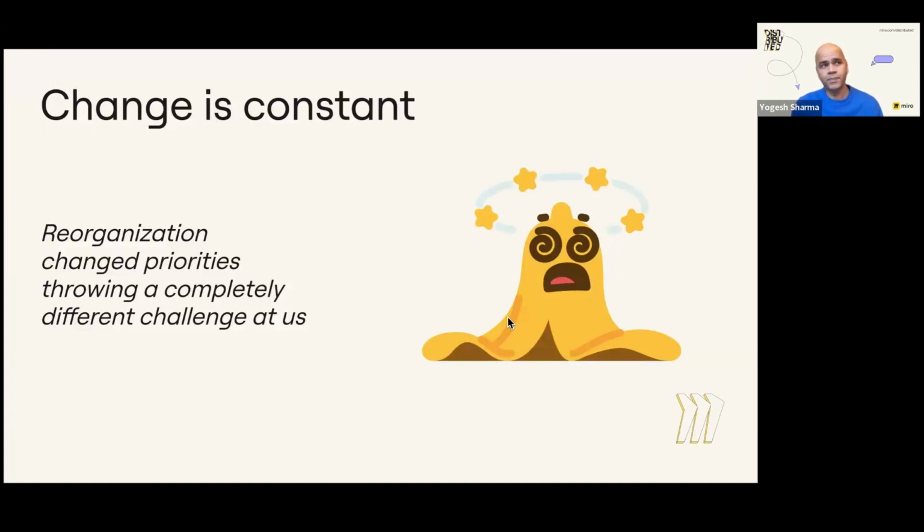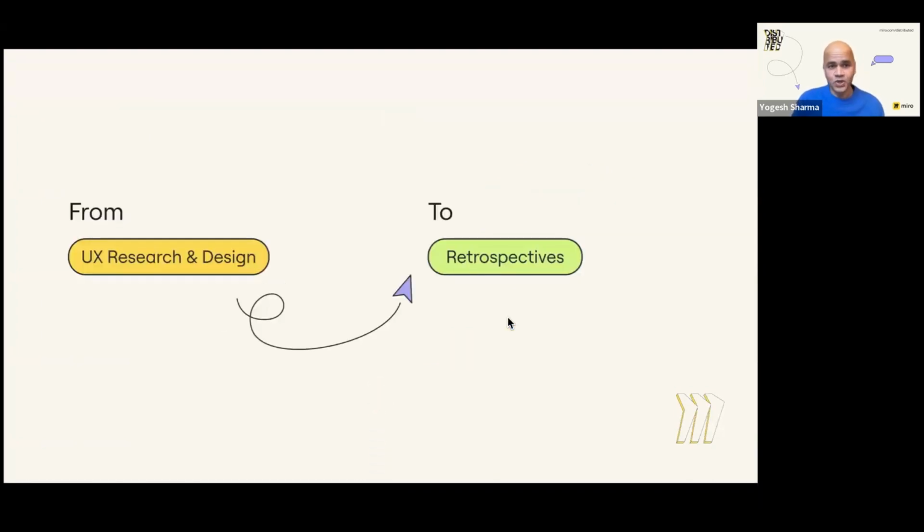And this is what happened last year, that we were the team who used to focus on something else. And then there was a reorganization that changed priorities, throwing a completely different challenge at us. And this was something which we had never thought about. So we used to be a team that was focused on solving the problems for UX researchers and designers. And then the priorities of the team changed to retrospectives, a completely new user persona we knew nothing about. All the intelligence that we had gathered over a period of time about researchers and designers was out of the window.